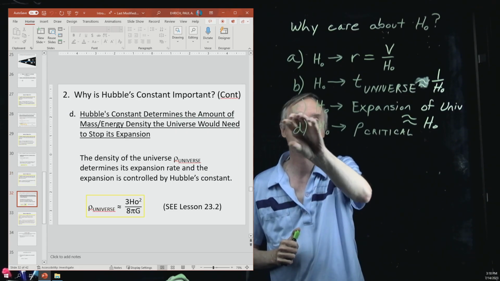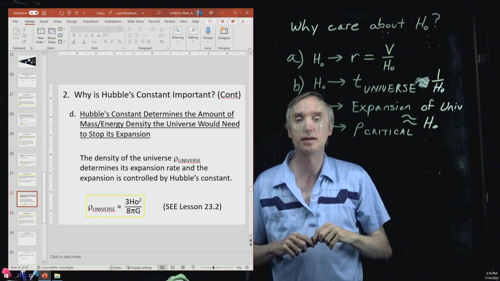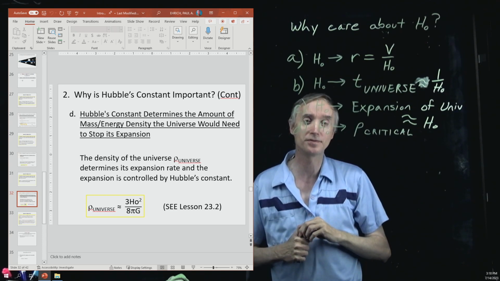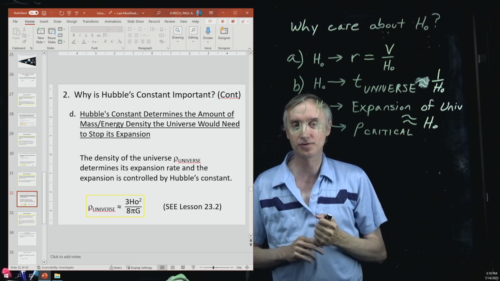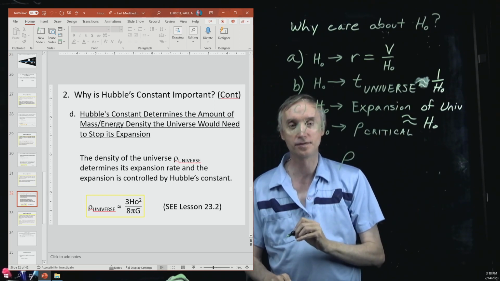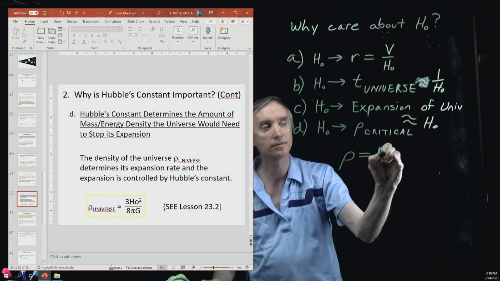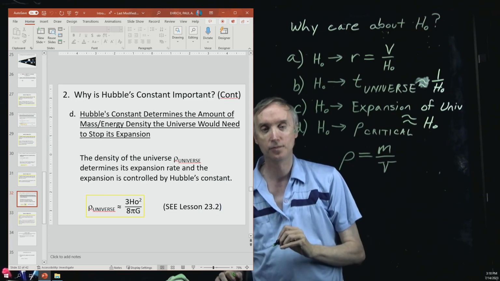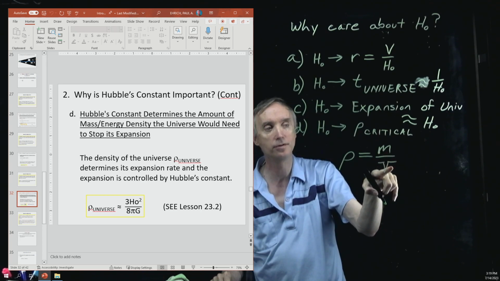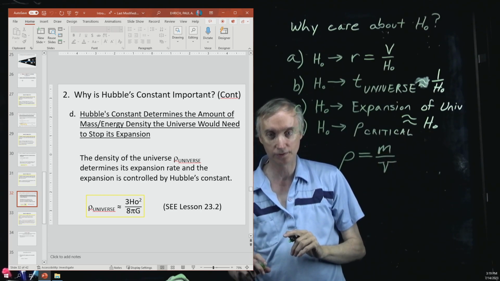And then we have this one here. Hubble's constant determines the amount of mass and energy density the universe would need in order to stop its expansion. Okay. So first of all, what do we mean by density? Density is given by the letter rho, as in row, row, row your boat. And it's equal to mass divided by volume. So as you increase the mass and keep the volume constant, you increase the density. That's the definition of density.